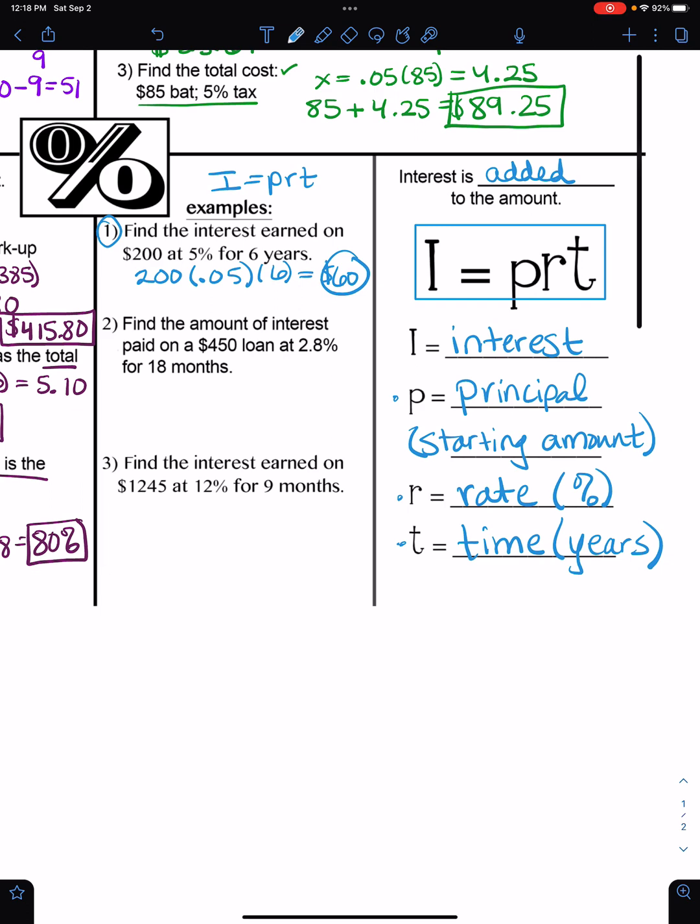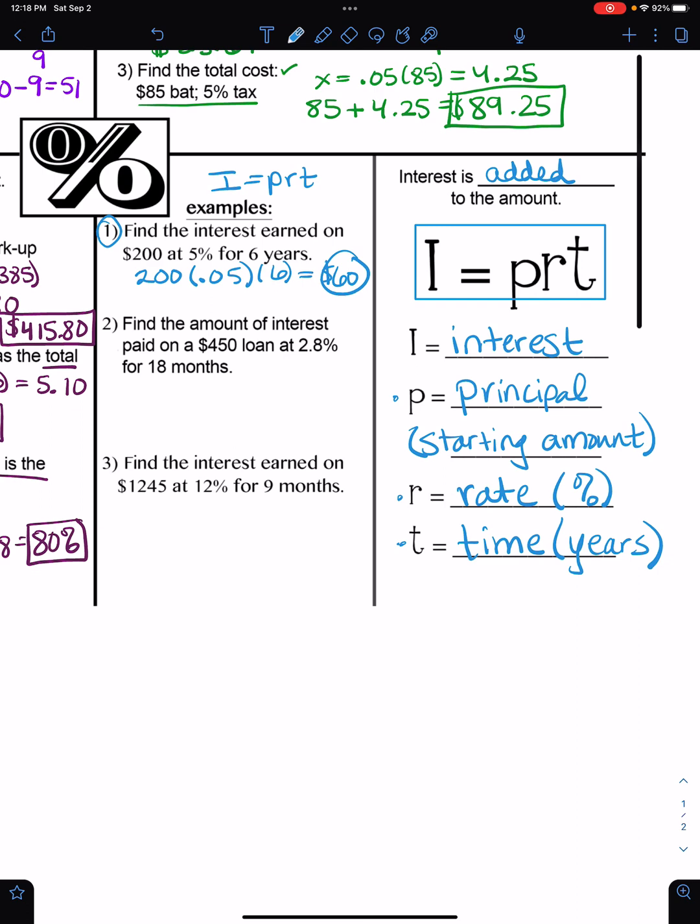$60. So if we put $200 in a bank account, like a savings account that earns 5% interest, and we leave it there for 6 years, we will earn $60. And you probably guessed that the more you invest, or the higher the interest rate, or the longer you leave it, the more interest you'll earn.